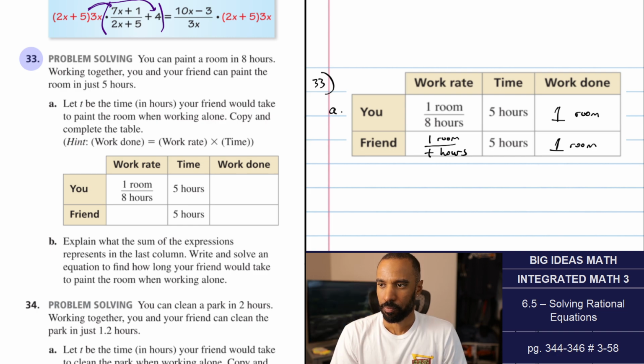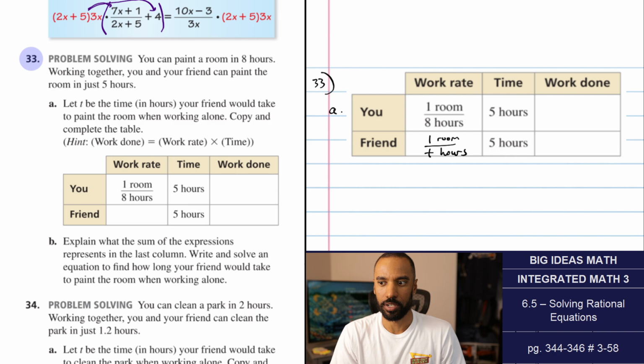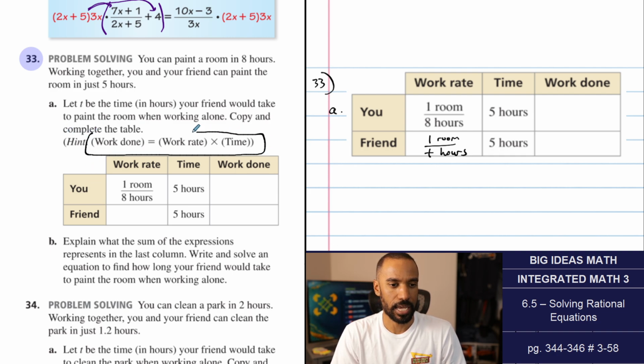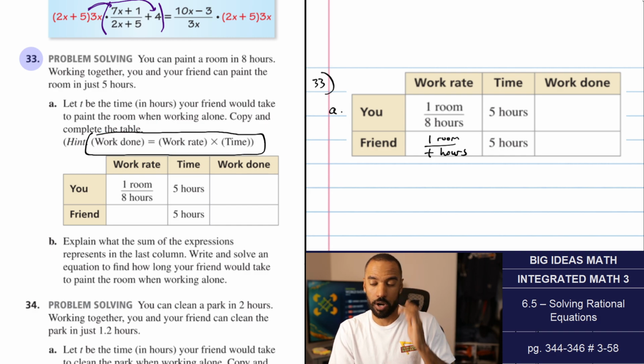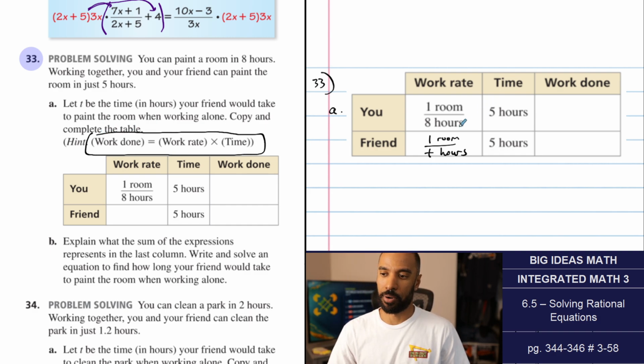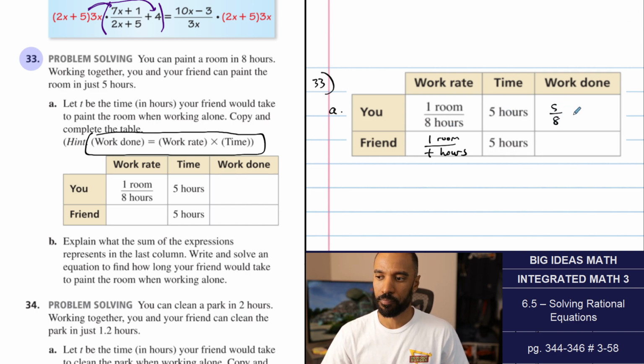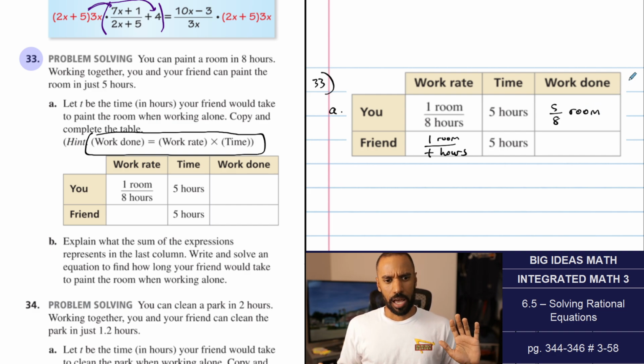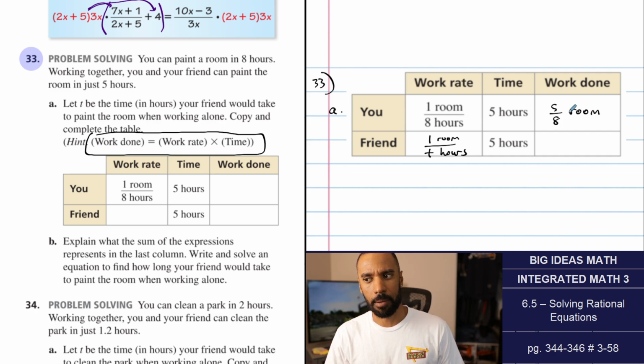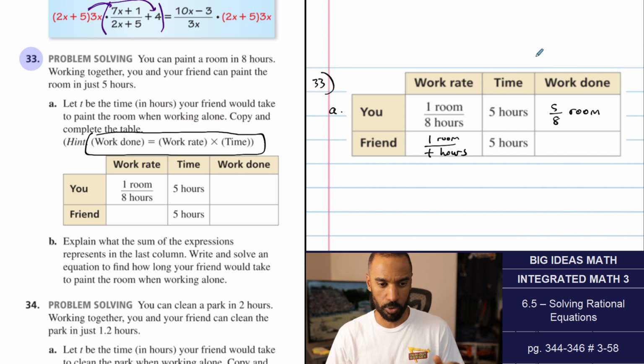Give me a second. Okay, the way that I see the problem now, they're saying how much could you get done in 5 hours despite the fact that you wouldn't complete it all. Work done is work rate times time. If you can do one room in 8 hours, over the course of 5 hours, just multiply that, hours cancel out, you'd cover 5/8 of a room on your own. I don't know why they're doing the 5 hours, but this is how much work you can get done on your own over 5 hours, whereas together you could do more.